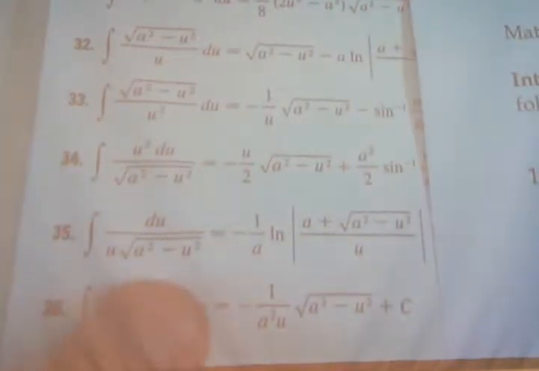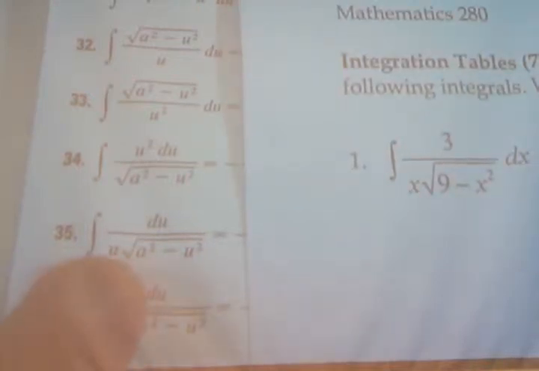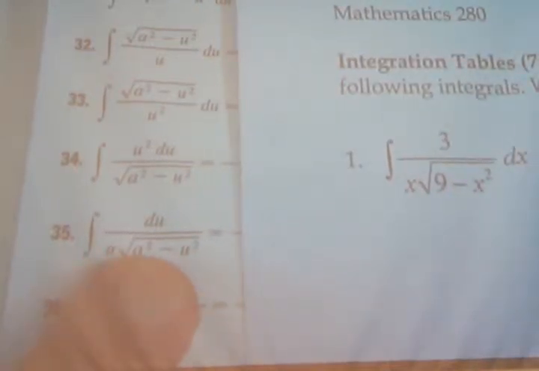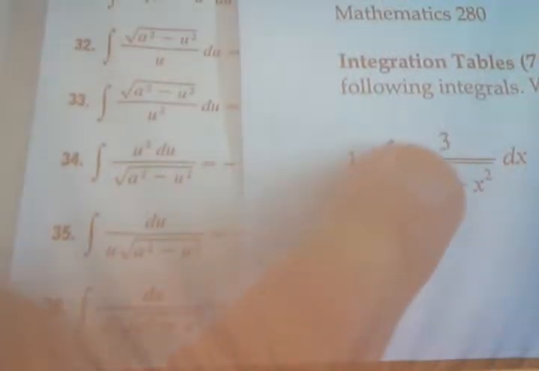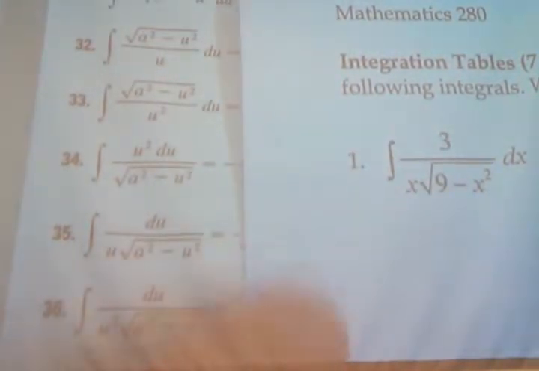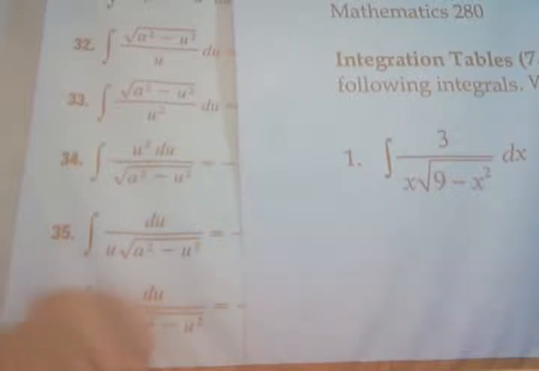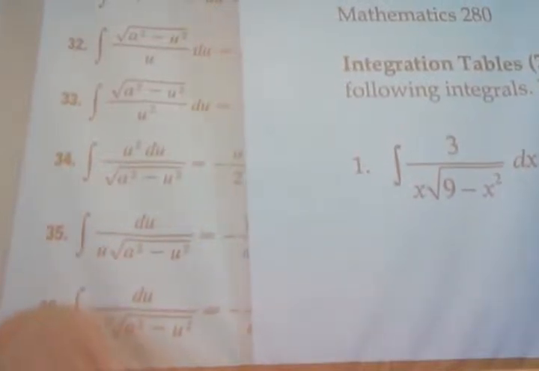So if I look at 35, there it is. Cool. So u is x, a is 3. And you just got to pull the 3 out of the way, right? That's the one adjustment you have to make so that the form matches correctly.